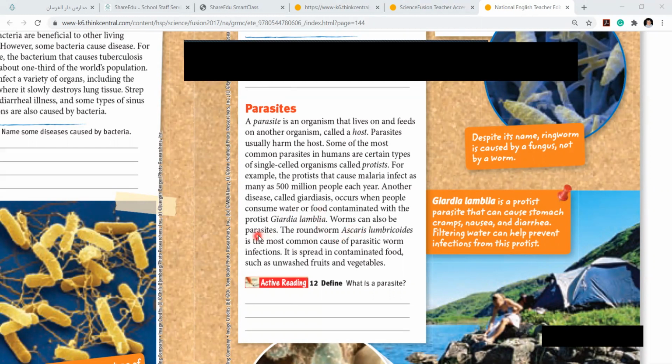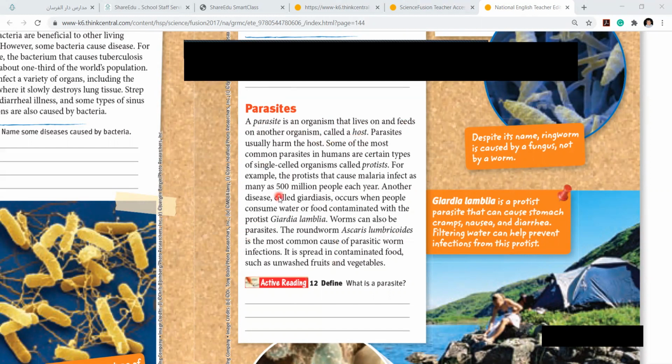Worms can also be parasites, like the roundworm. Girls, you don't need to learn all these names, Giardia lamblia and Ascaris, because you're still small for this. Maybe later on, if you choose science as a subject, you will learn all the names. But for now, what you have to know is what a parasite is. If you want, highlight it. A parasite is an organism that lives on and feeds on another organism called a host. This is enough for you to know.